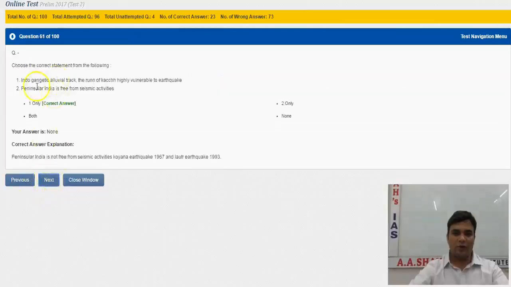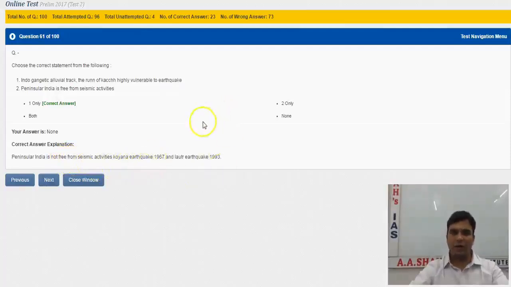Question number 61: Indo-Gangetic alluvial tract and the Rann of Kutch are highly vulnerable to earthquake. Peninsular India is free from seismic activities. The correct answer would be only one, that is, Indo-Gangetic alluvial tract and the Rann of Kutch are highly vulnerable to earthquake. Peninsular India is not free from seismic activities, like the Koyna earthquake which happened in 1967 and the Latur earthquake in 1993.